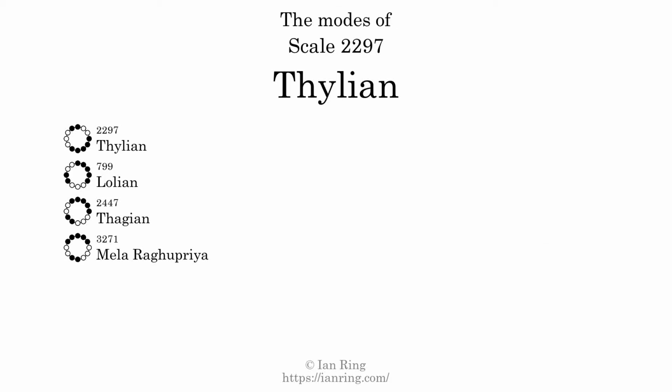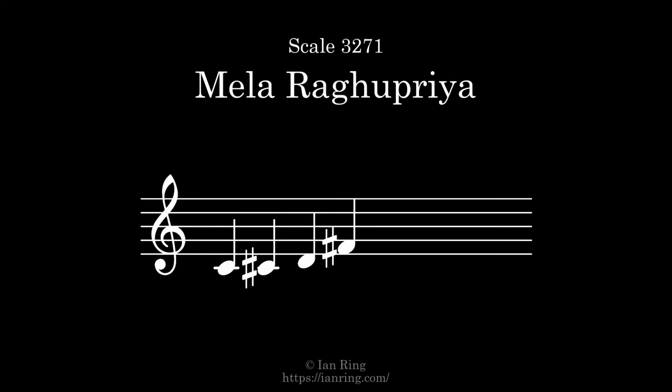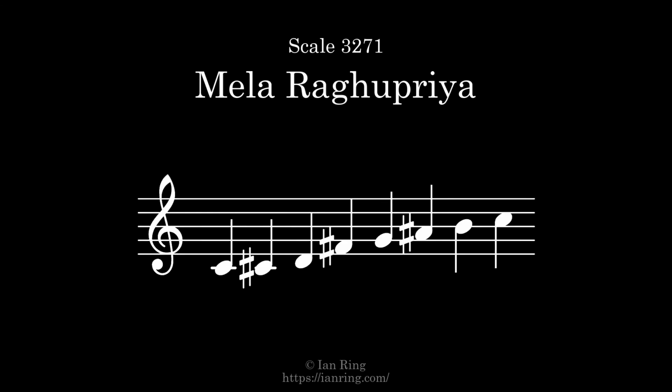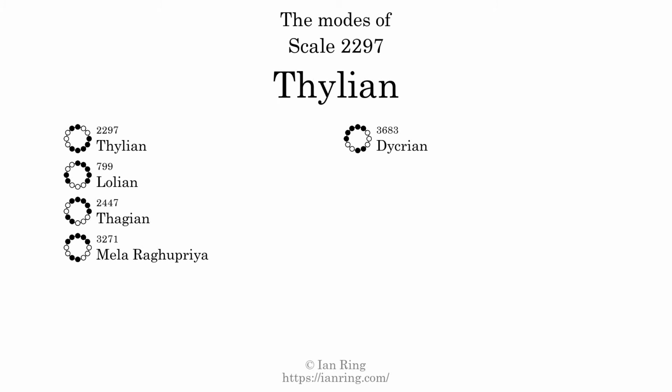The fourth mode is scale 3271, also known as Mila Ragapriya. It sounds like this. The fifth mode is scale 3683, also known as Dikrian. It sounds like this.